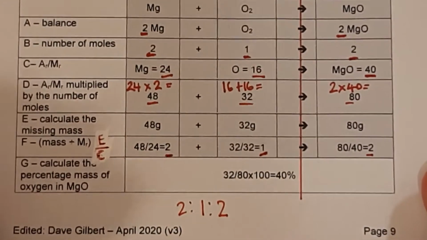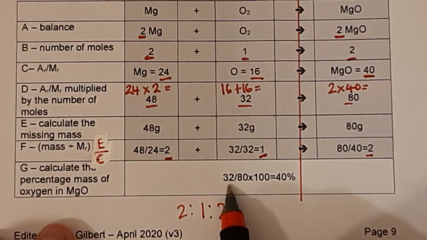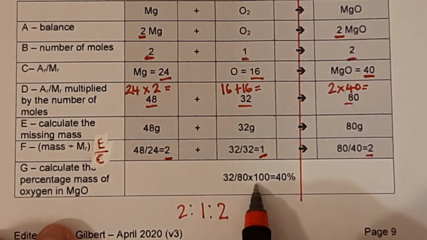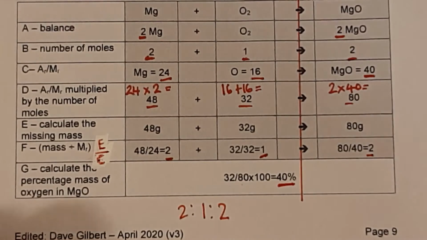So, calculate the percentage mass of oxygen in MgO. Well, the relative molecular mass of oxygen is 32. The total relative molecular mass of MgO is 80. So it's 32 divided by 80, all multiplied by 100, gives us 40%. And that's what we need to do for each of them. So I'd like to pause the video whilst you go through each of the following sets of tables, complete those, and then we'll go through them.